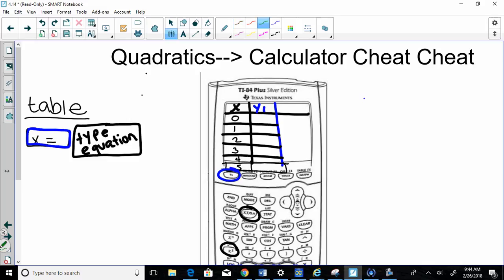Then we press second. So these are just the buttons you press. Second and graph. And so that's how we look at a table of an equation. So to look at a table, those are the buttons we press. We've done it before, but I want to make sure we remember.